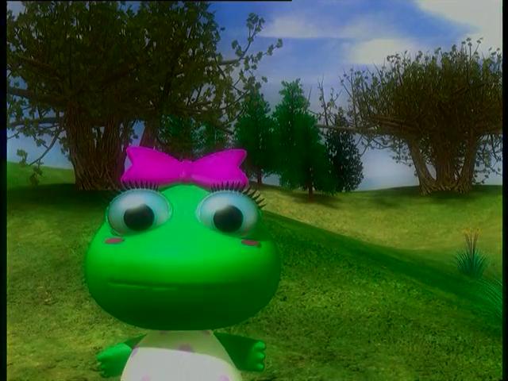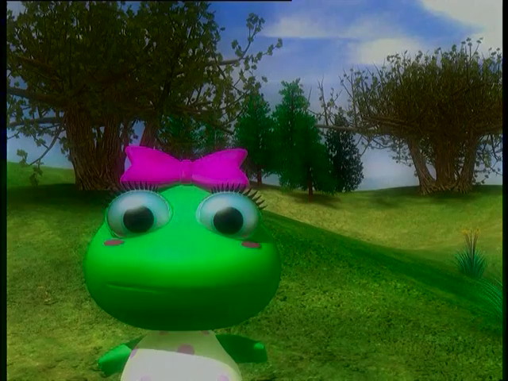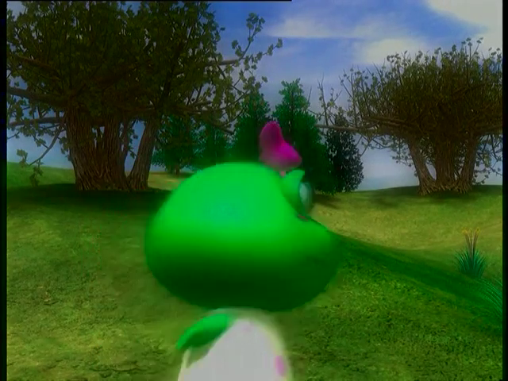Got to catch some insects at the swarm over there. Bye, rabbit, rabbit.